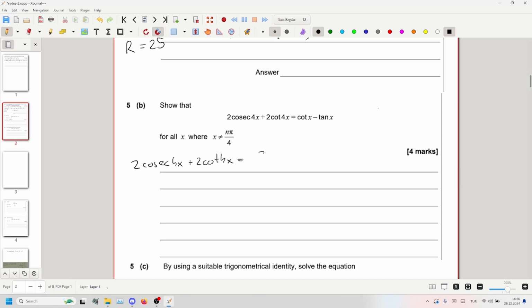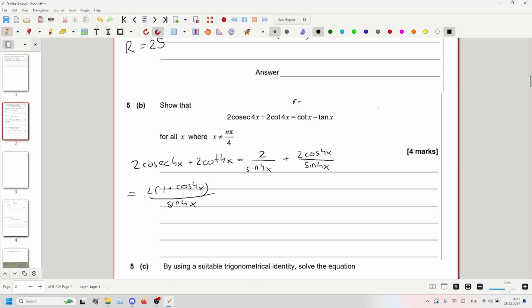So you can write this as 2 divided by sine of 4x. And then cotangent is cosine over sine. So this is 2 cosine 4x divided by sine 4x. If you sum these up, we can get 2 plus 2 cosine 4x, divided by sine 4x. And I'm going to factor the numerator here. So this is 2 times (1 plus cosine 4x) divided by sine 4x.